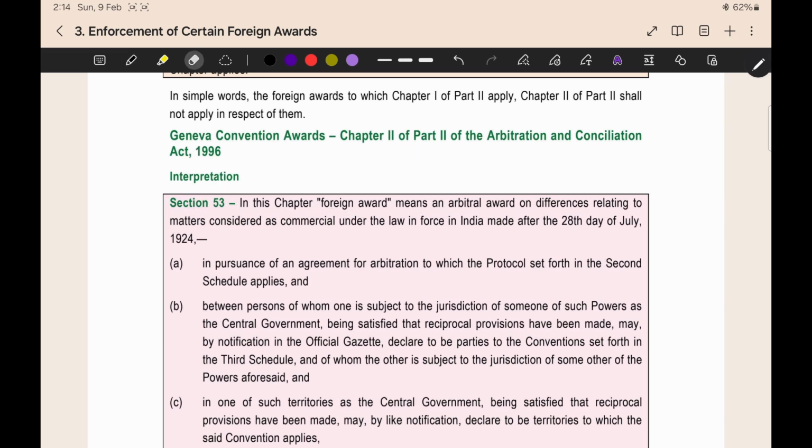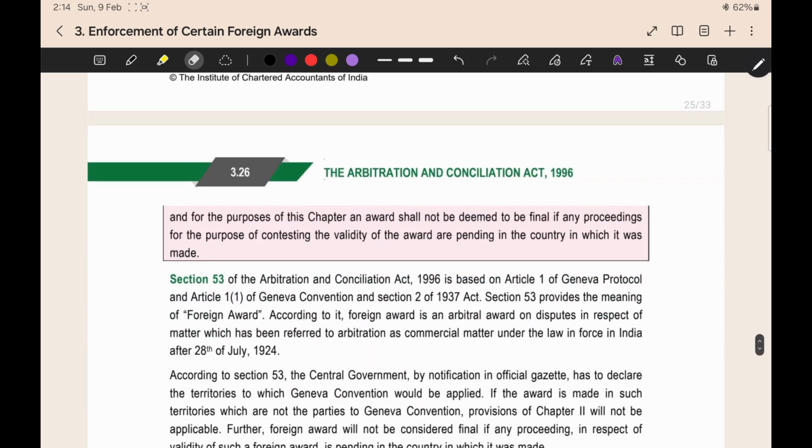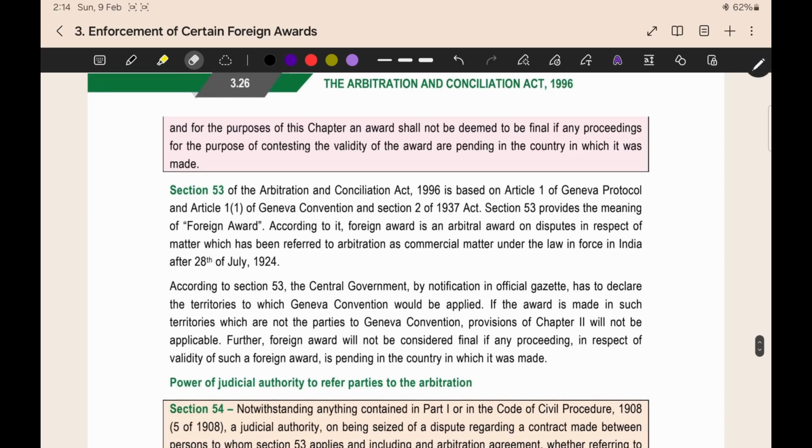This is also similar to the section 44 definition. It should be an award on the differences considered as commercial, and it should be made after this date. That is also the same as section 44. In pursuance of an agreement, here also they are mentioning the arbitration agreement. Arbitration agreement should be made, and for that the second schedule convention should apply. That is, the Geneva Convention should be applicable to the arbitration agreement. And here, by reading this we will be wasting time, so we can directly read the explanation. This is not a very important section.